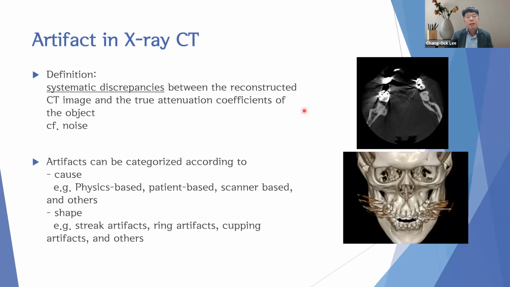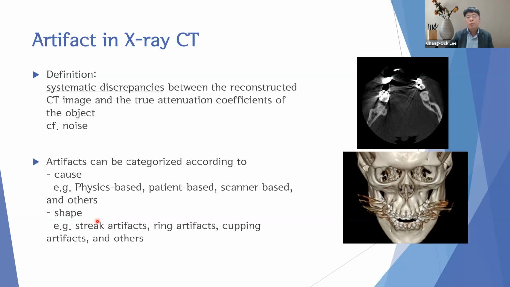Okay, so mathematically, the definition of artifact is systematic discrepancies between the reconstructed CT image and the true attenuation coefficients of the object. The noise is also regarded as an artifact, but we don't regard the noise here. There are many causes and many categories of artifact. Usually we categorize them in terms of cause and shape. In terms of cause, we consider the physics-based artifact, the patient-based artifact, which means the motion artifact of a patient, and the scanner-based artifact, which is instrumental, noise, and others.